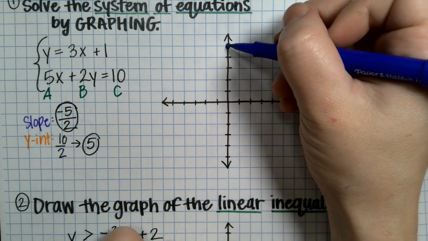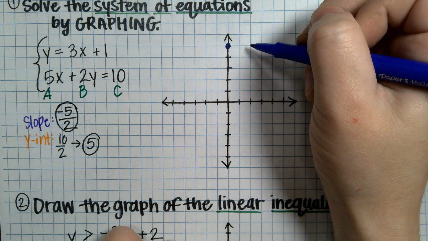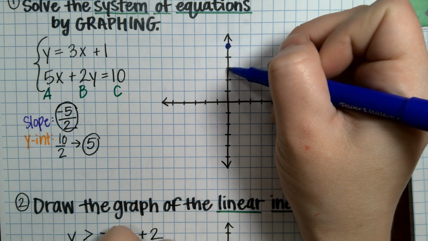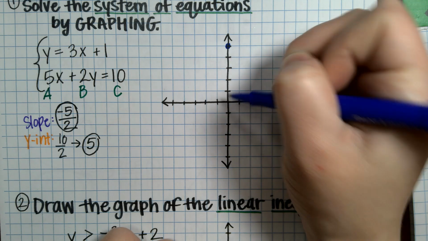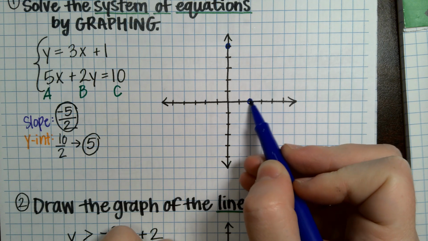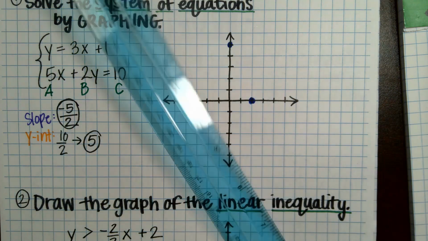So we usually do our negative 5 first, but you could do the over 2 first as long as you do it in the right direction. So we've got down 5, 1, 2, 3, 4, 5, over 2, 1, 2. Right there, that's our second point. Everybody see how we got that? Good. Let's connect the dots.